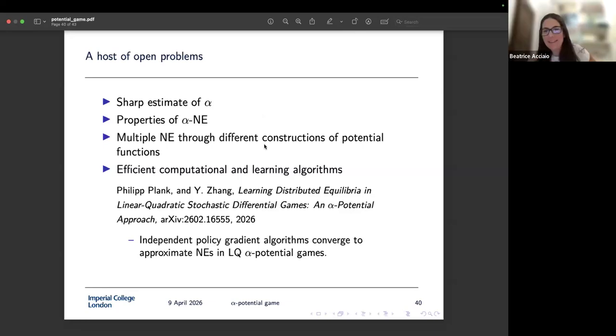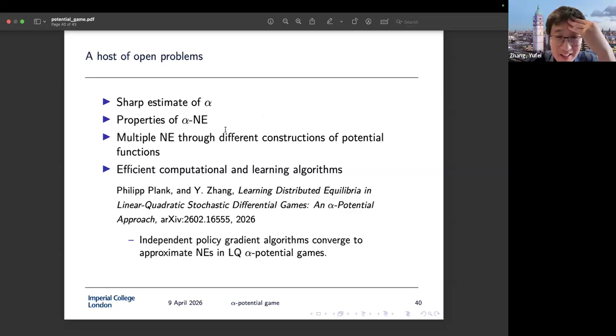Yes, I let you go through the list. Another question is, for n-player stochastic control, the reduction to the alpha potential scenario is powerful. However, the alpha potential is a function of all players' states. How do you implement it in practice?